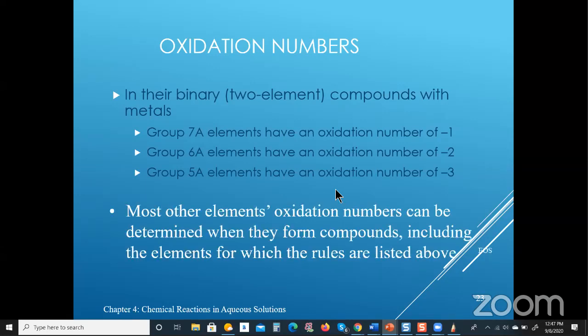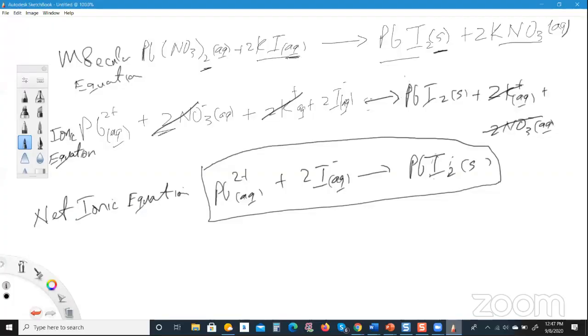Okay, and then the last rule says most other elements' oxidation numbers can be determined when they form compounds, including elements for which the rules are listed above, all right? So it's very important that you familiarize yourself with these rules. And I'm just going to work a couple of examples so that you can see how you can use these rules to determine the oxidation number of different elements. So let me clean this up.